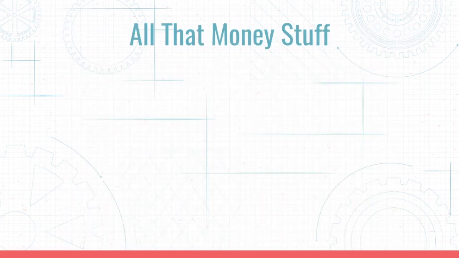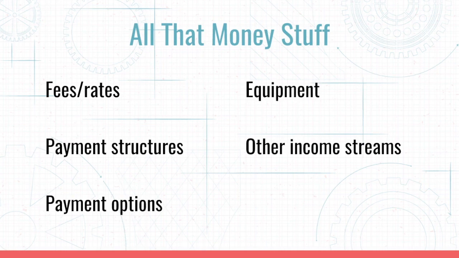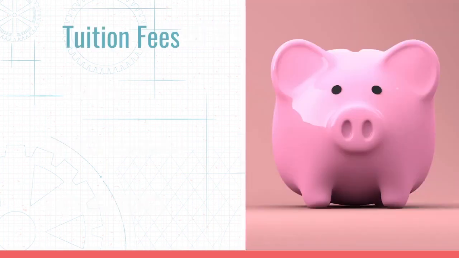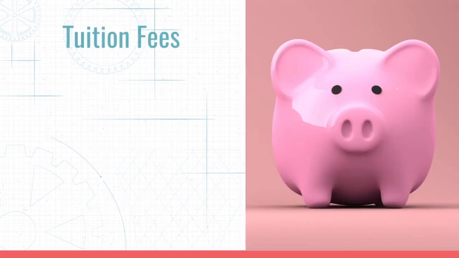Okay, now we come to all that money stuff. So when it comes to money, you need to think about what your fees and rates are, what the payment structure is. Is it going to be monthly or semesterly? Payment options, so check, cash, bank transfer, what are you going to accept? You need to take into account the equipment that you might need to pay for, and think about whether you want to have other income streams. So are there other things that are going to make up the rest of your annual income?